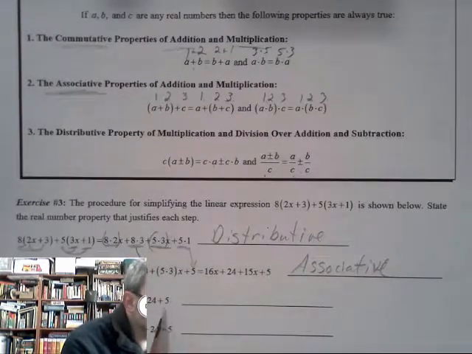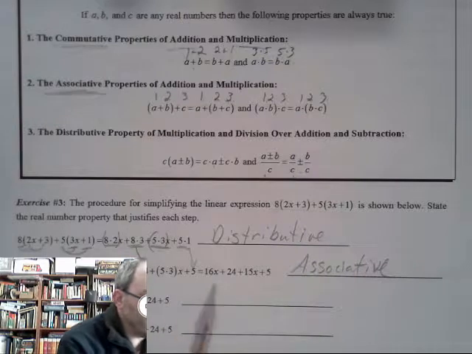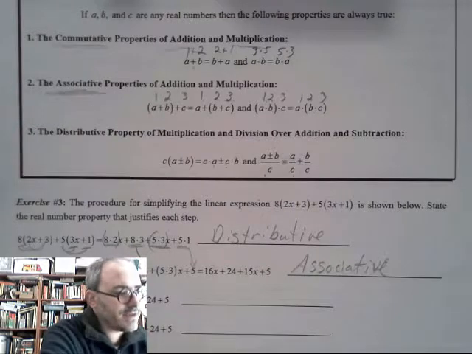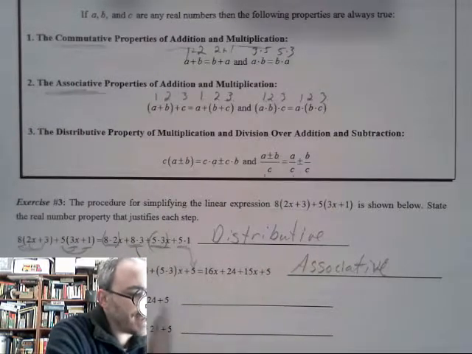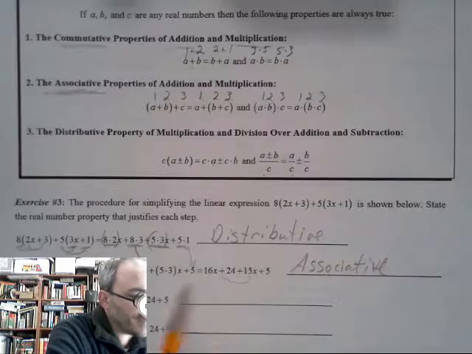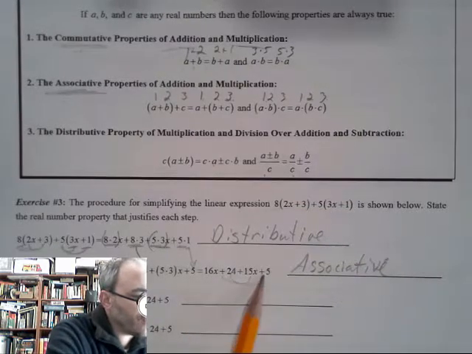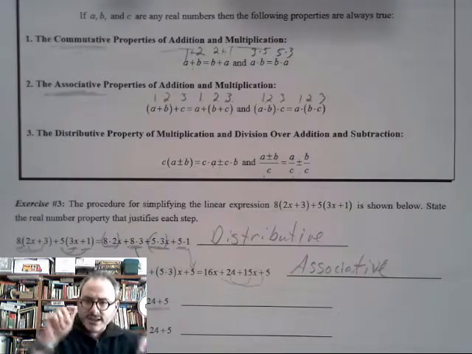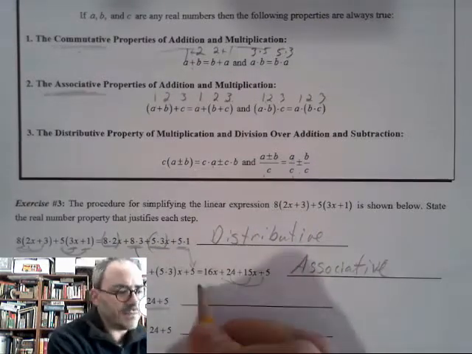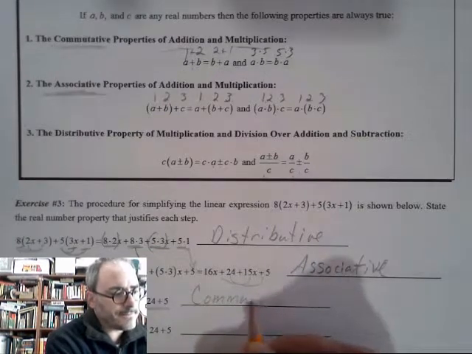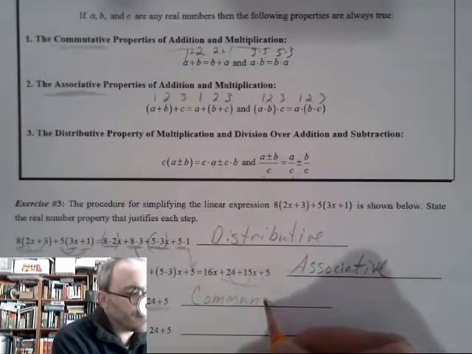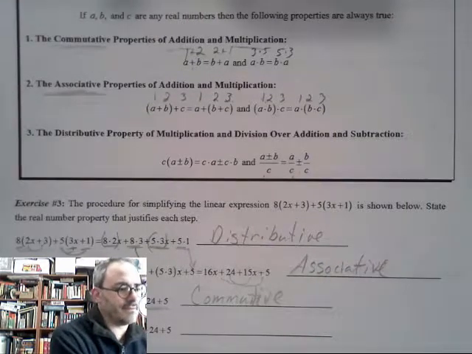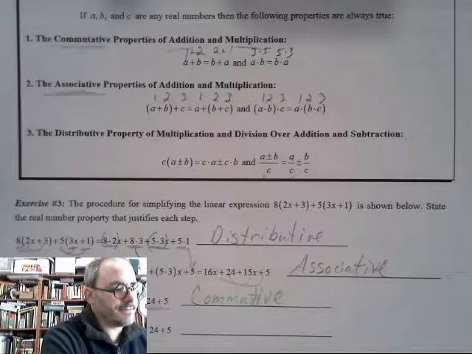All right. Now that we have this right here, notice how the order of what's being added got changed. This 15 went over by the 16 here, and this 24 got moved over by the 5 here. What does it mean when we can switch the order of addition and it comes out fine? It doesn't matter. It's the commutative property. Commutative property.